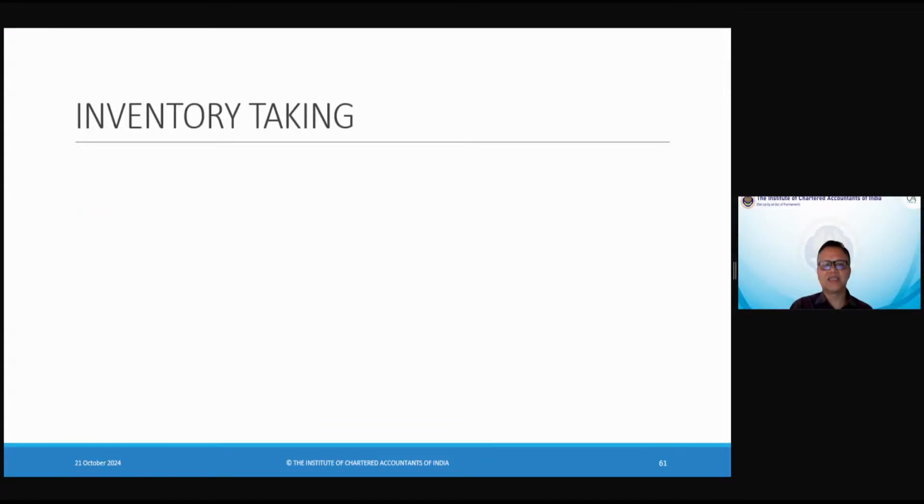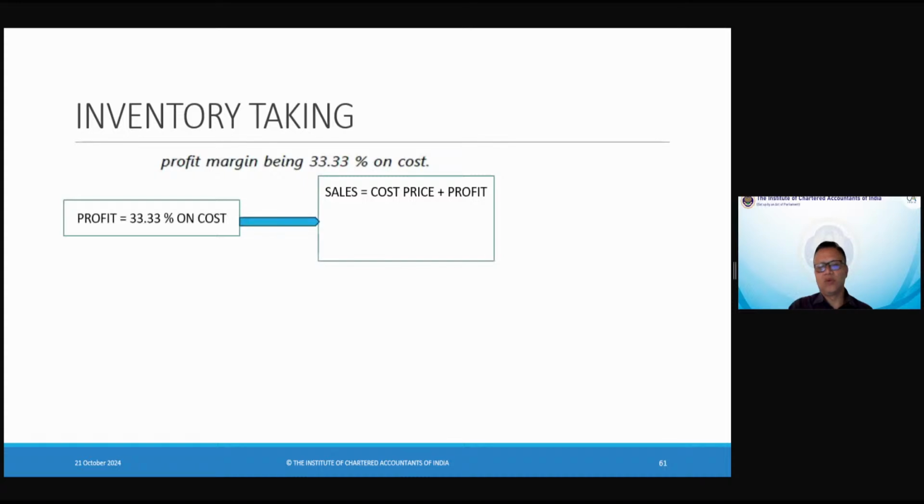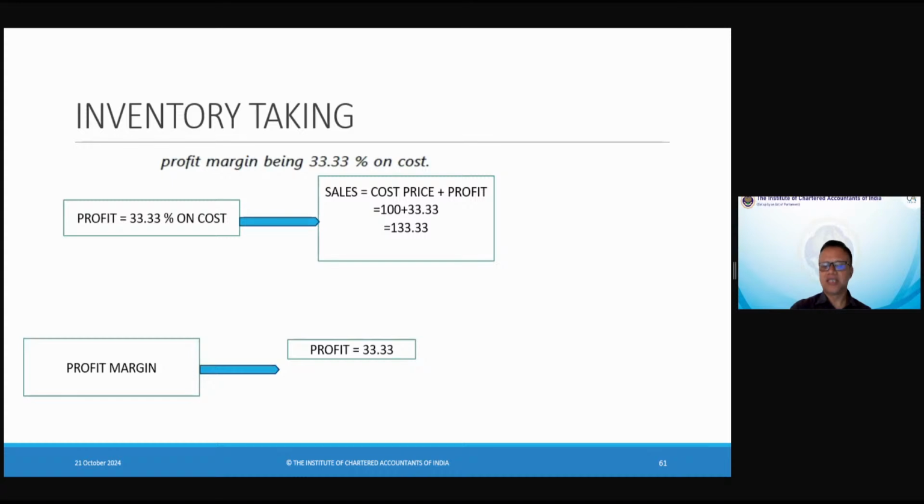Now, what we do here is, profit margin is given as 33.33% on cost. Now, this is the profit. What is sales? Sales equals cost price plus profit. When it is a percentage, with cost price as the base, it is 100 plus 33.33 equals 133.33. Now, your sales is 133.33. So your profit margin on sales is 33.33 divided by sales, which is 133.33. So this comes to 25%.